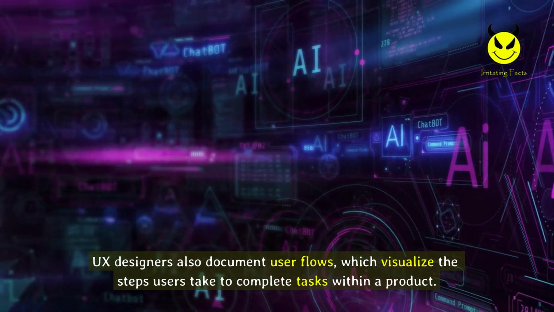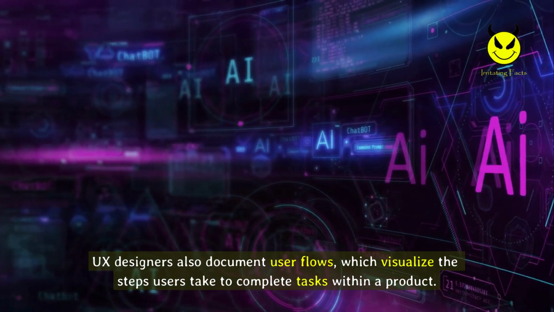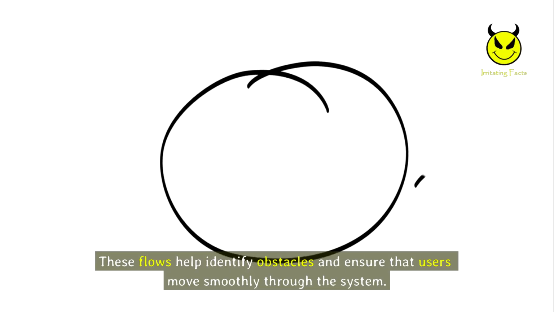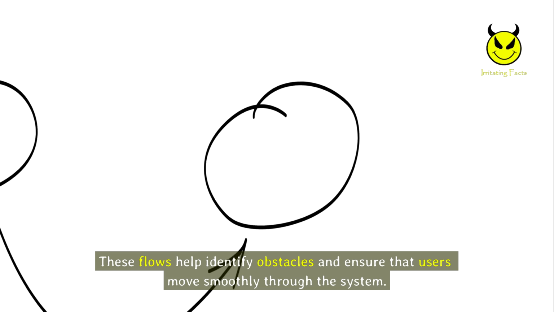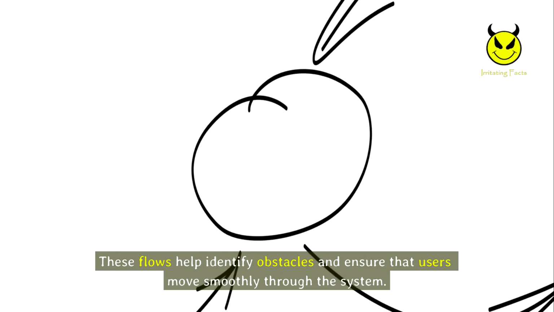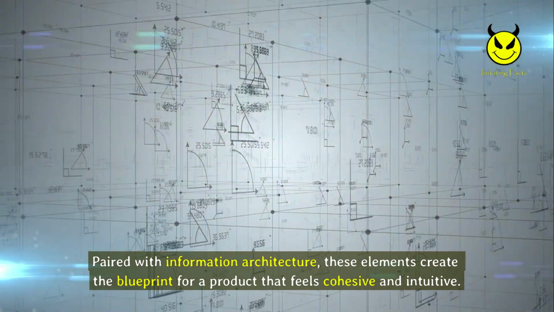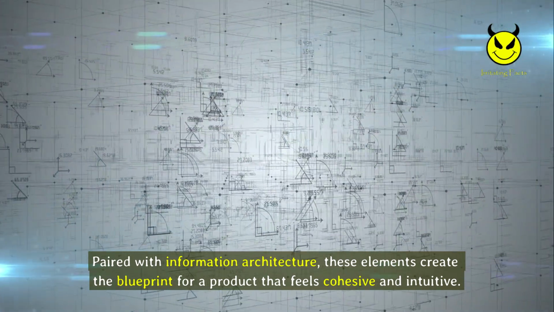UX designers also document user flows, which visualize the steps users take to complete tasks within a product. These flows help identify obstacles and ensure that users move smoothly through the system. Paired with information architecture, these elements create the blueprint for a product that feels cohesive and intuitive.